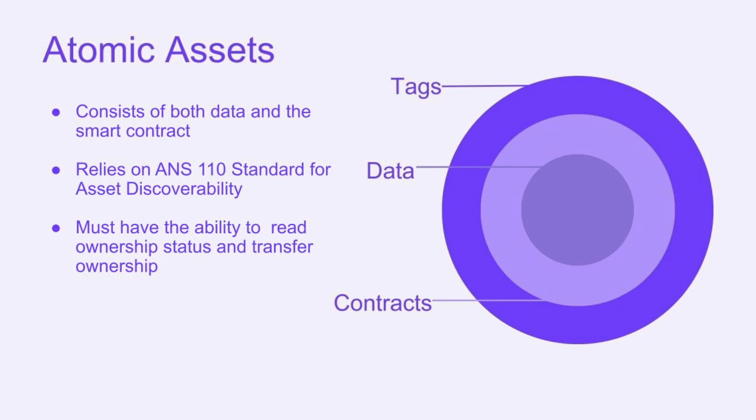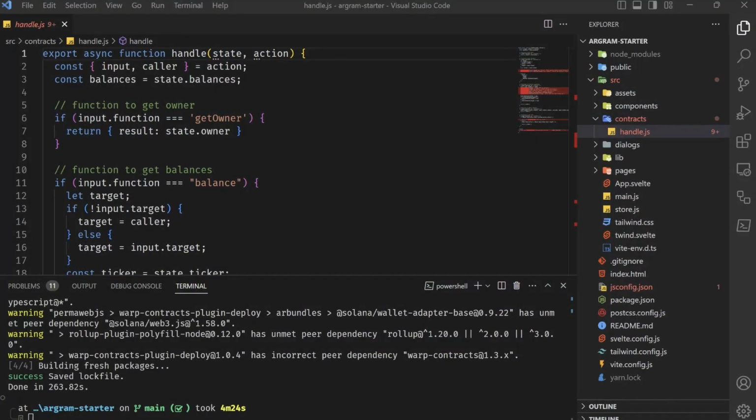Lastly, an atomic asset must have the ability to be owned and transferred, so the contract should have functions to get the owner as well as transfer ownership. This can be used to trade assets or share ownership, among other use cases. Keeping these features in mind, we have already defined a smart contract source within our starter repo with some modifications. You can find it under the contract subfolder in the file named handle.js.